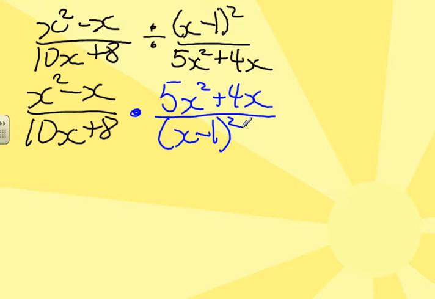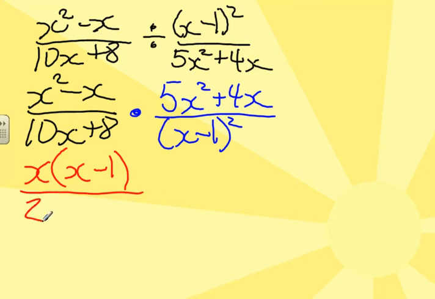I look there, and I realize out of x squared minus x, I can take an x out of both of those. So I have x times, x comes out of x squared, leaving an x. X comes out of minus x, leaving a minus 1. On the bottom, I can factor a 2 out of everything, leaving me a 5x plus 4 times. Let's look at the right-hand side now.